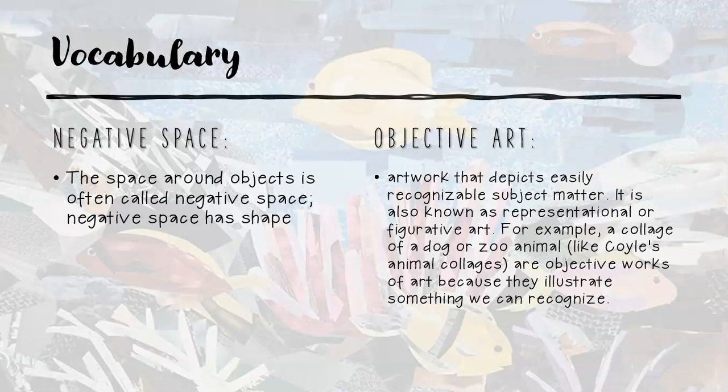Okay? Objective art is pretty easy to explain. But it's basically the opposite of non-objective art, right? We already had a non-objective project where it was supposed to be not recognizable. This time, objective art is quite simply the opposite. We want to see exactly what it is. It easily depicts recognizable subject matter. It's also known as representational or figurative art. So, for example, if there's a collage of a dog or zoo animal, those are objective works of art because they illustrate something we recognize, okay?